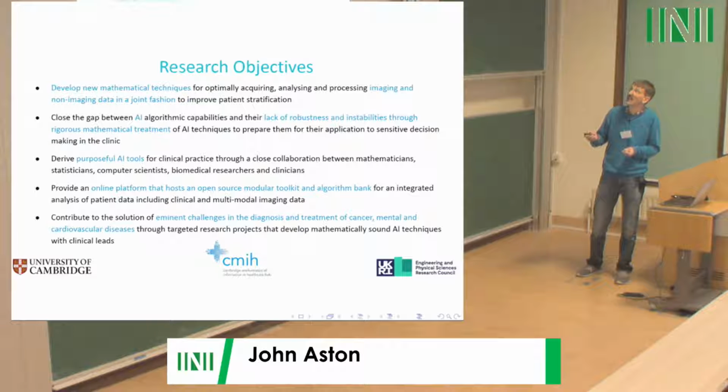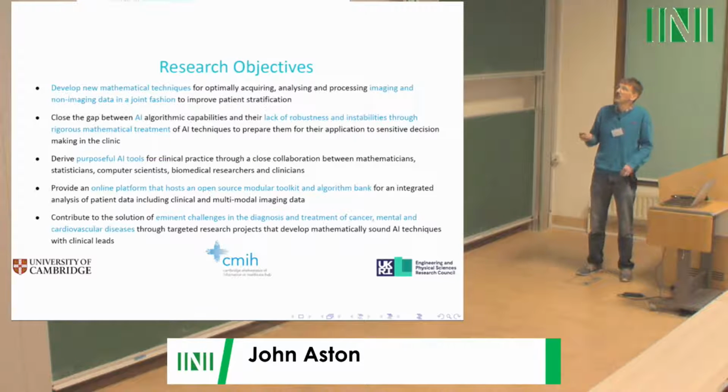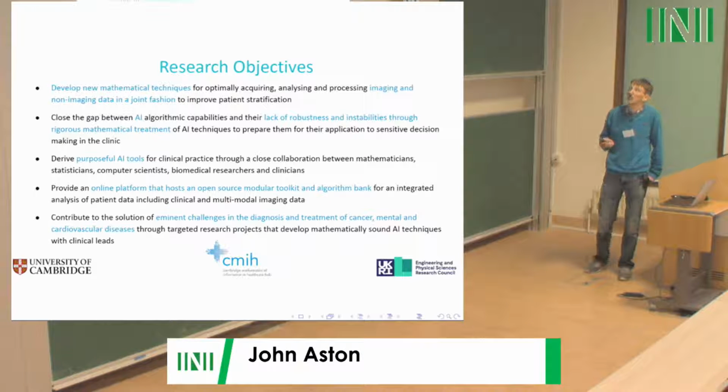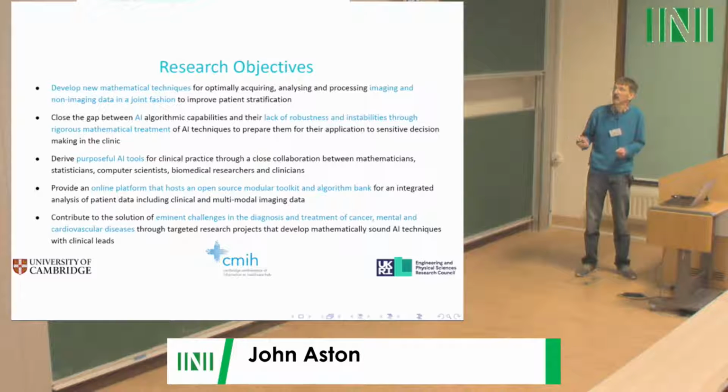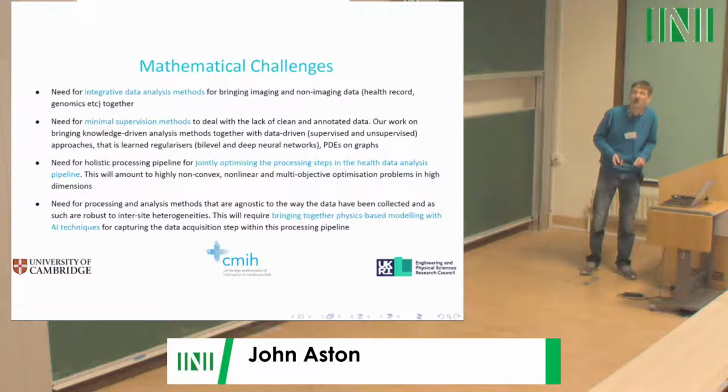But the idea is to then actually improve patient stratification. We're going to use both imaging data and non-imaging data. Look at this lack of robustness that we were worried about, and work out how we can deal with that mathematically. Develop new tools, platforms that allow you to use this, and then actually use that in the real challenges surrounding cancer, dementia, cardiovascular disease. So how do we do that? Well, we do that through some new maths.